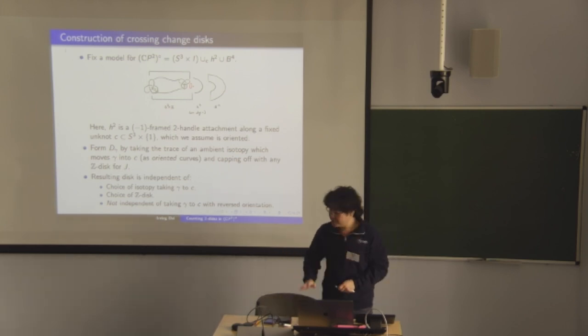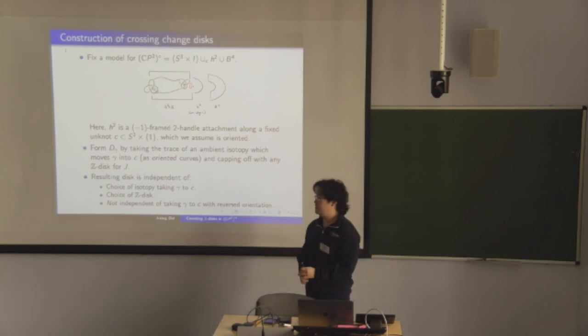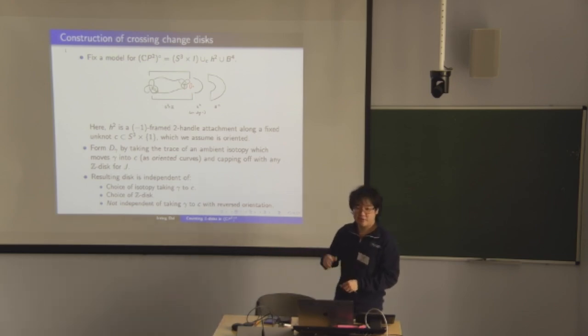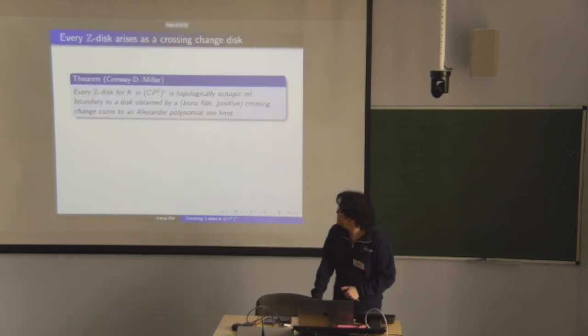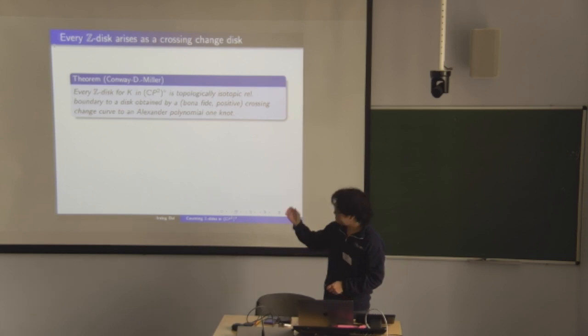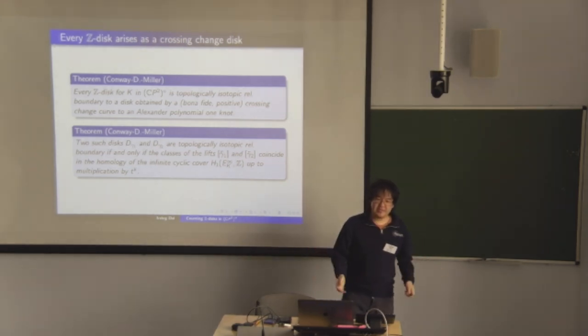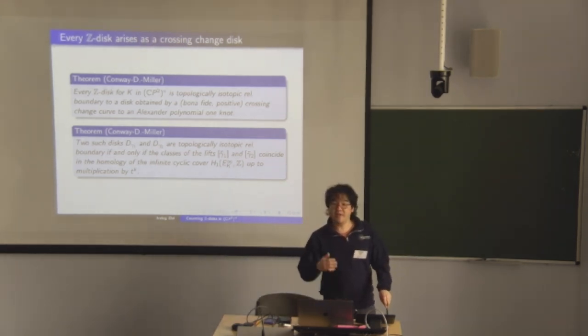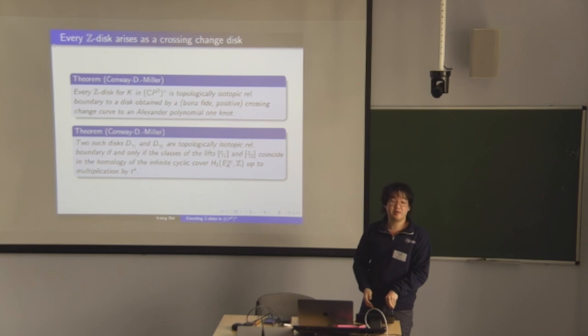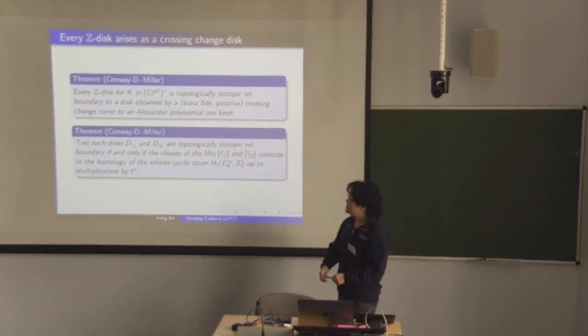Okay, so this is the definition of a crossing change disk associated to a crossing change curve gamma. And the first assertion that I make to you is that every Z disk for a knot K is topologically isotopic real boundary to such a thing. Okay? So you say fine. Very well. So suppose I give you two disks which are constructed in this manner. How do I know when they are topologically isotopic real boundary? Well, that's actually very straightforward.